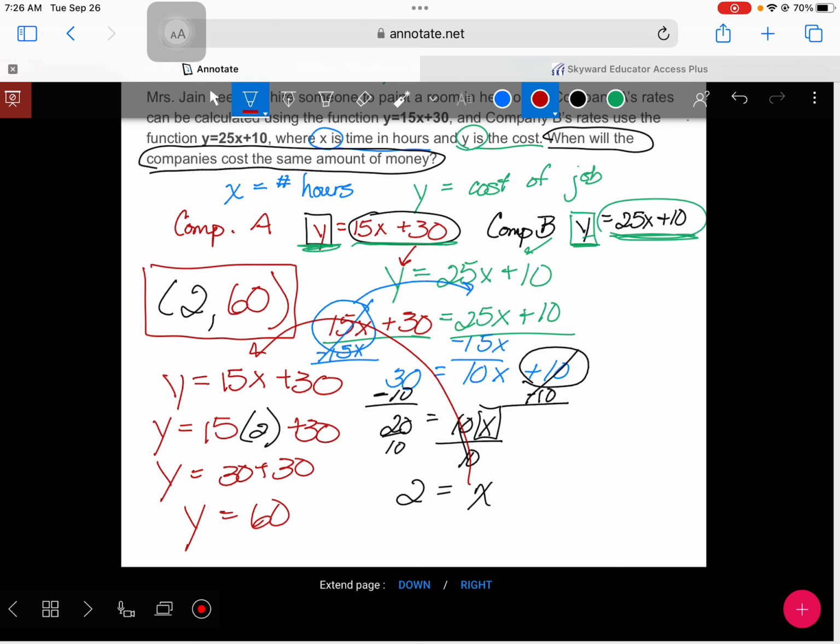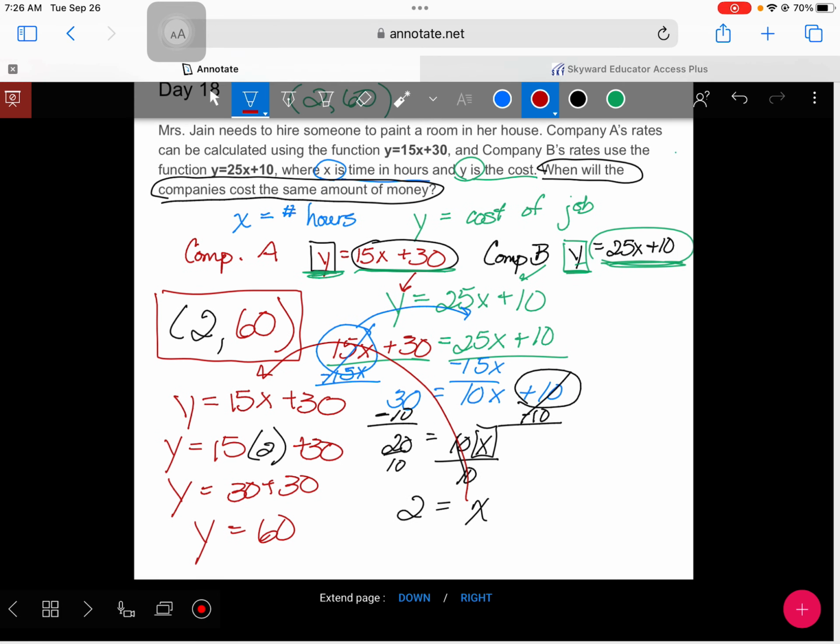So we have to talk about what does that mean? Well, x is number of hours and y is the cost of the job. So you tell me, somebody out there in student land, what does this mean? Angel, what does that mean? Do you think? You know? No idea? TJ? No.